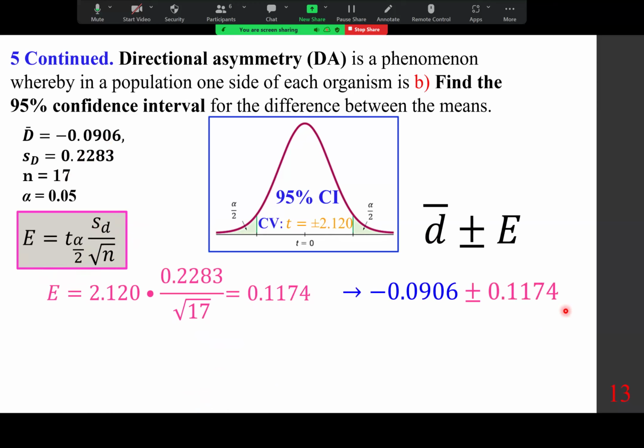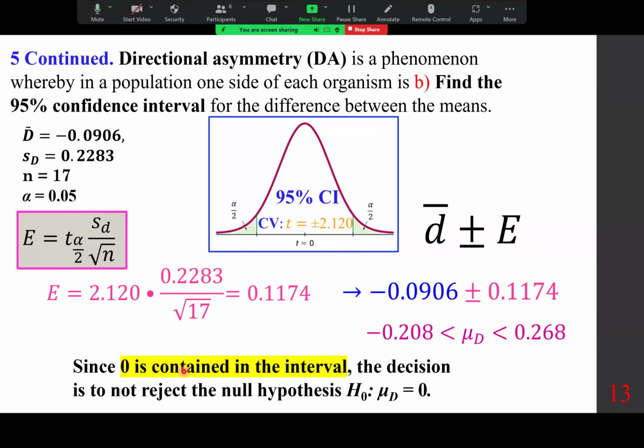And a D bar, which is this number plus or minus this number. Again, this is one way to write it. And the other one is mu sub d: subtract this number from it, put it on the left, add it, put it on the right. As you can see, it contains 0 because we go from negative to positive. Since 0 is contained in the interval, the decision is to not reject the null hypothesis mu sub d equals 0. It's important to know what happens then.